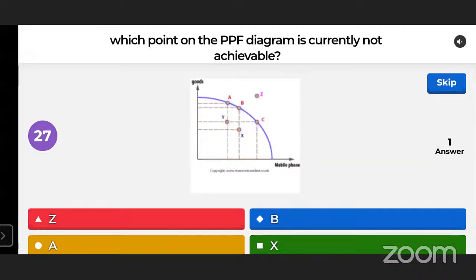Which point on the PPF diagram is currently not achievable? What is it? Your answer options are in your phone browser. Click in the phone browser, the correct color. Go ahead. 33, 34 students have answered. 37, yes, 38. All students have answered.